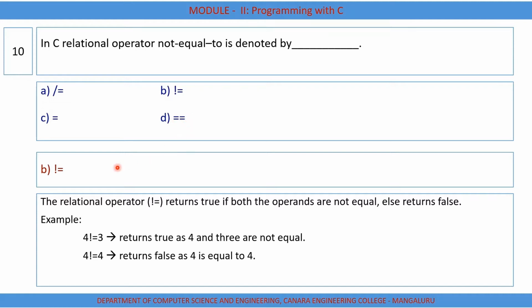Now you can see here an example: 4 not equal to 3. Since 4 is not equal to 3 is true, the not equal to operator will return true. 4 not equal to 4 is false, so the not equal to operator will return false as the result.